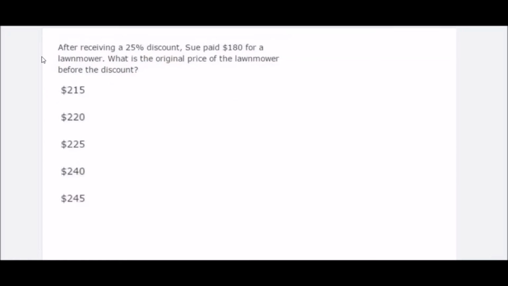Next question is, after receiving a 25% discount, Sue paid $180 for a lawn mower. What is the original price of the lawn mower before the discount? Here, after a 25% discount, Sue paid $180, right? So let's consider X to be the original price. So the equation will be X minus 25% of X will be $180.